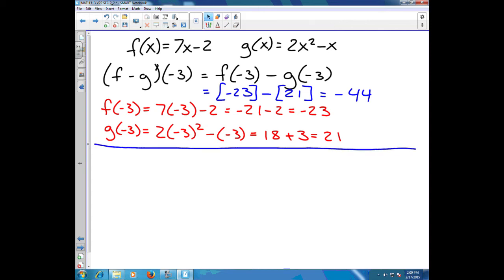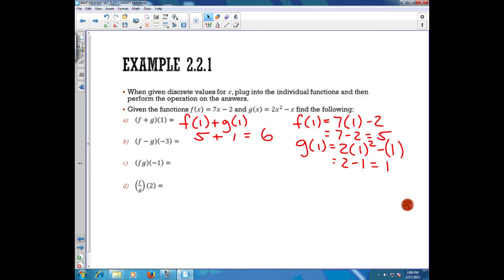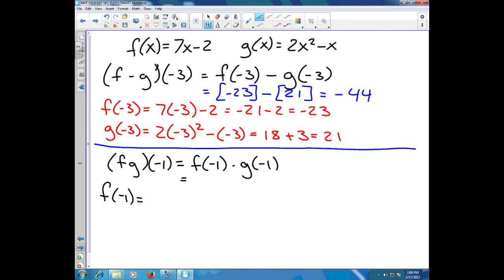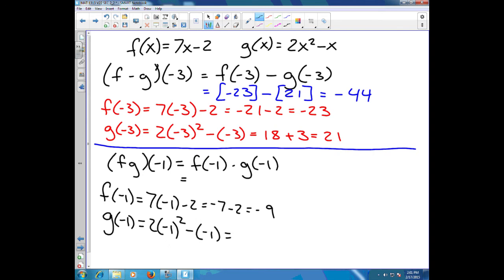We would then do the same thing to solve the next two. F times g of negative 1, that's f of negative 1 times g of negative 1. And so f of negative 1 is going to be 7 times negative 1 minus 2, which is negative 7 minus 2, which is negative 9. G of negative 1 is going to be 2 times negative 1 squared minus negative 1, which is 2 times positive 1, which is 2 plus 1, which is just 3.